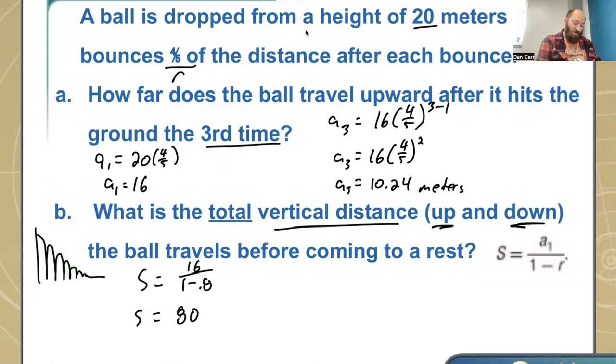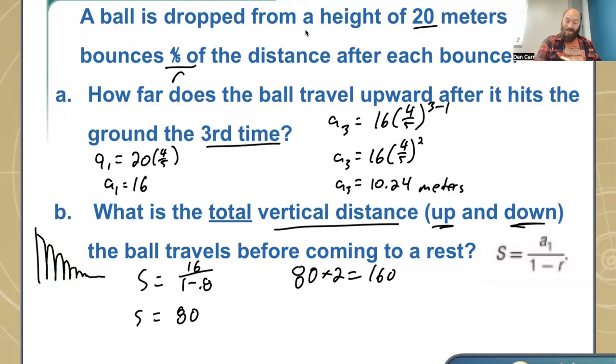So what that means then too is if that's 80 for everything going up, it also has all these values coming down. So I'm going to double that. I'm going to take 80 times 2 to get 160 meters. So this is all of the bounces going up and down, up and down.